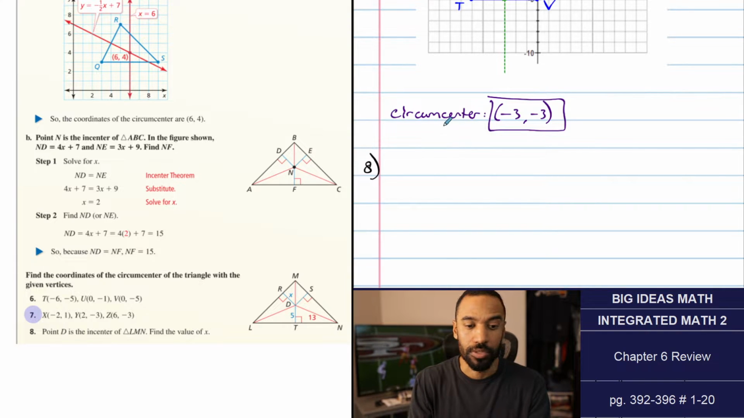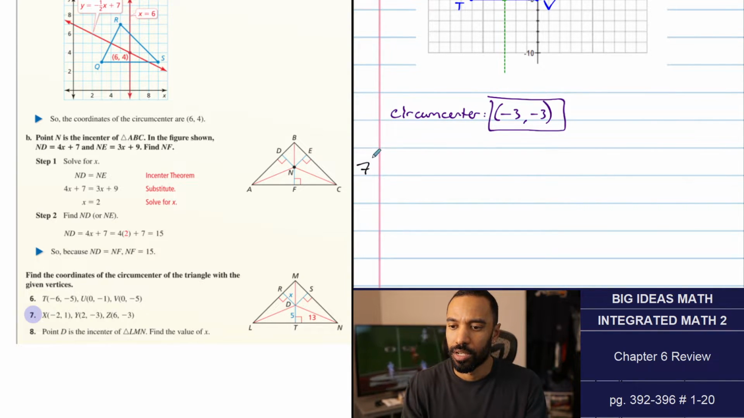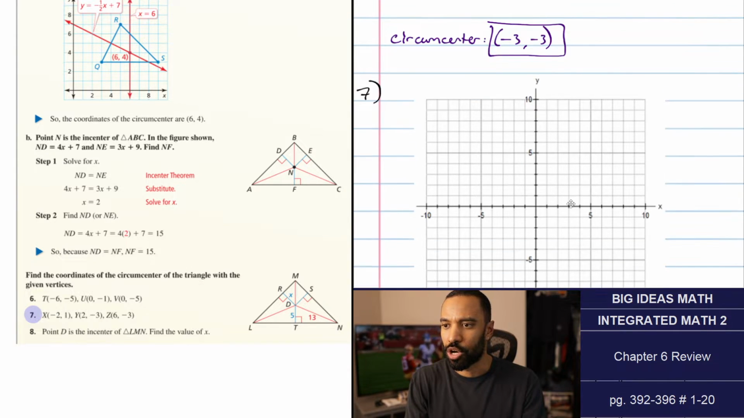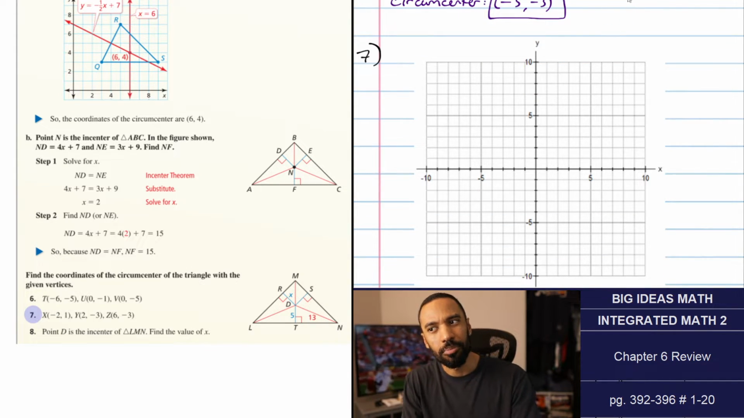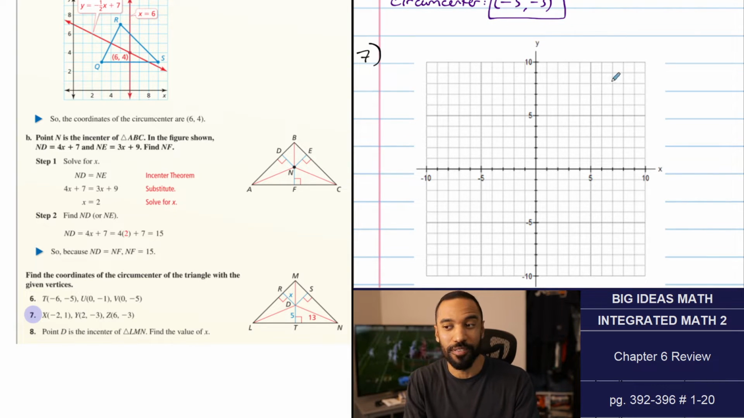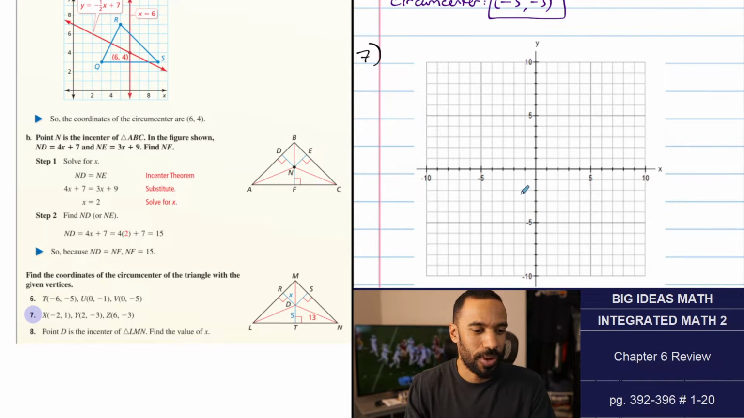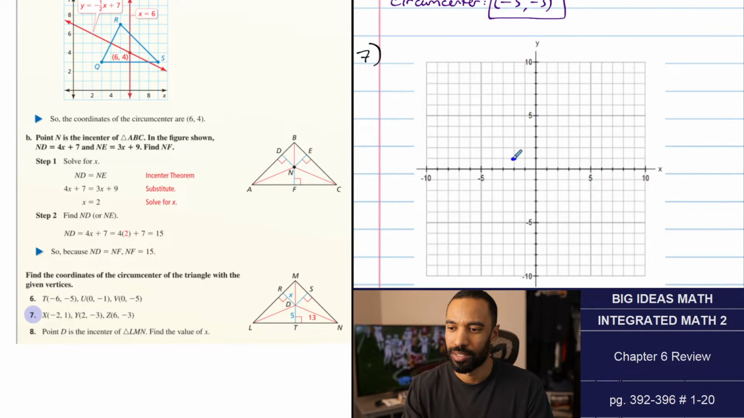So number 7. Number 7, let's do the same kind of thing. Hopefully it's not a right triangle again. And you know, I really hope it's not. My previous review thing that I had was only right triangles for circumcenters. We need to get off the right triangles. Let's go to X at -2, 1. Y at 2, -3.